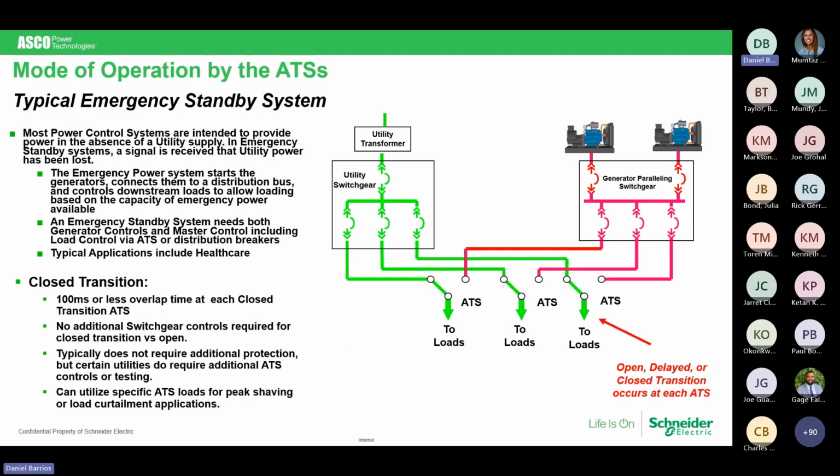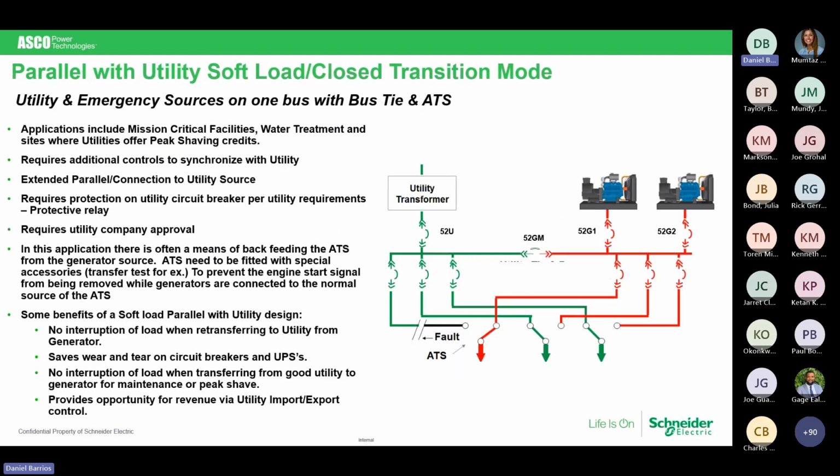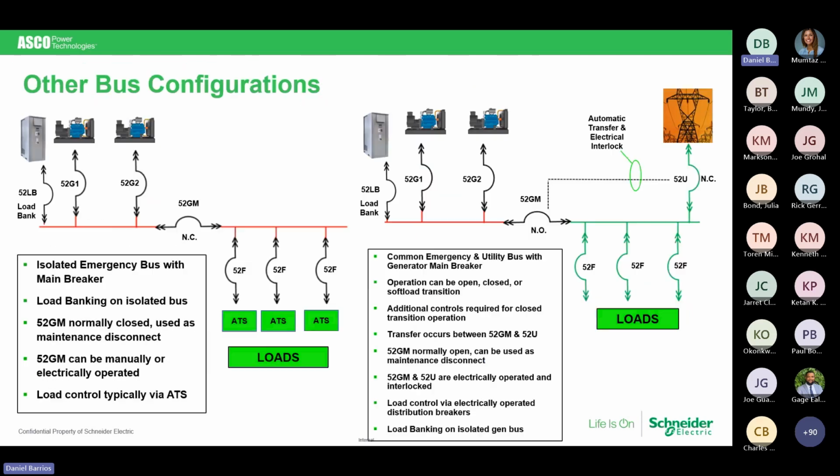Closed transition is a momentary overlap, as we've spoken about. Segmented buses, we've touched on that a little bit, and the reason why. You can see life safety on either side. Soft load, we just went into that before the slide, and the intention with that is you can run everything and not overload the generator on one block loading.